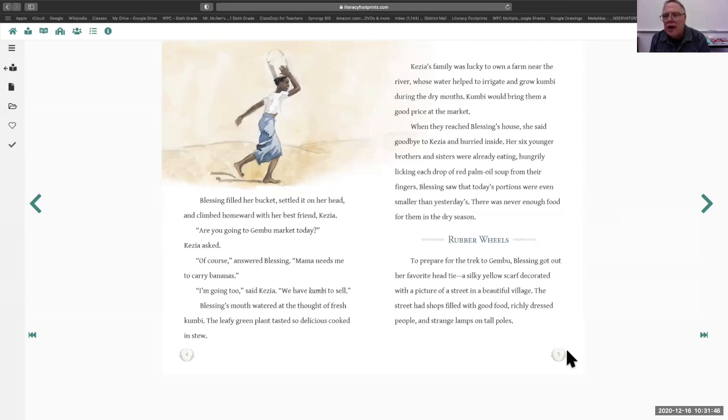I think she looks at Kezia and she's not angry at Kezia, but she's upset and jealous of Kezia because they have a farm, right, Lavisa? And they have kumbi, which is a great way to eat and stay healthy and satisfy your hunger. Okay. Let's go on.